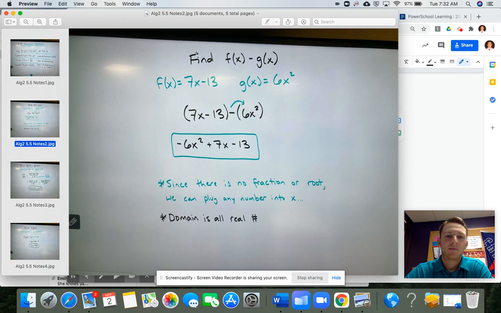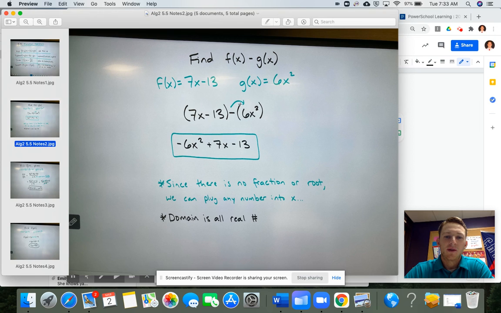Let's see this. So we're going to find f of x minus g of x. Well, f of x we're going to say is 7x minus 13. G of x is 6x squared. So we're just going to simply take f minus g. So 7x minus 13 minus 6x squared. And you have to distribute that negative sign.